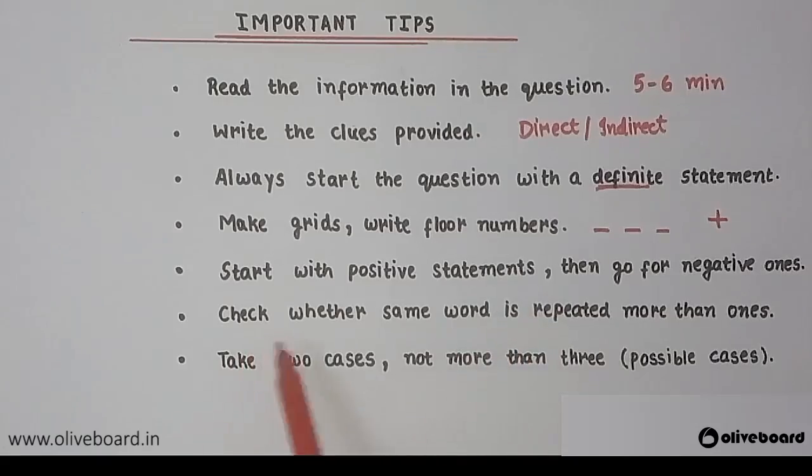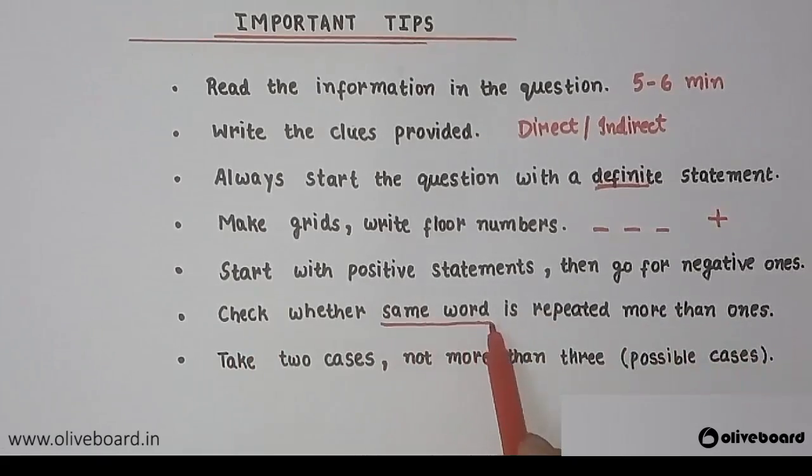The next is check whether the same word is repeated more than once. This is a very important tip. What happens is that there is a certain question, we'll also see that in the example which I'll solve for you, that if there is a word which has repeated more than once, then that word actually has a hint hidden in it, giving your question a correct direction, and solving it with the correct method. So make sure to point out the same words.